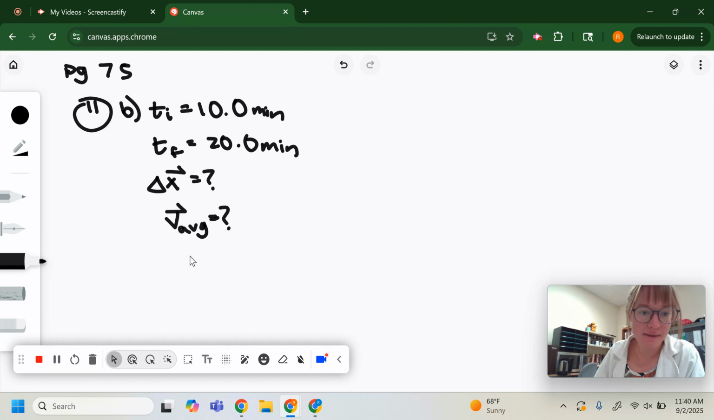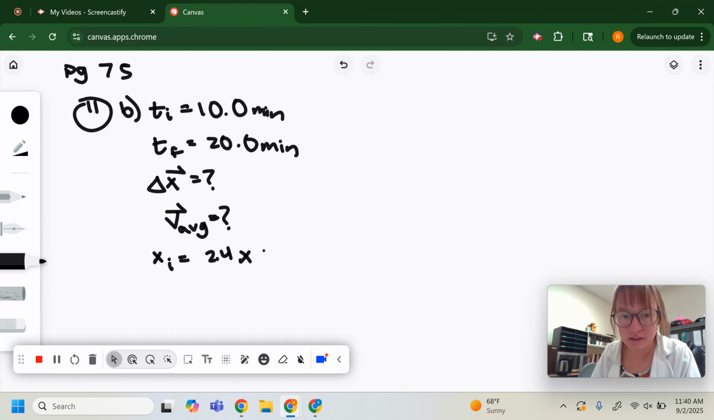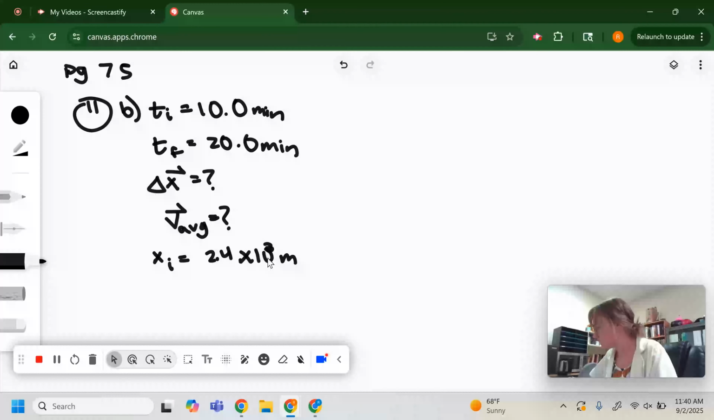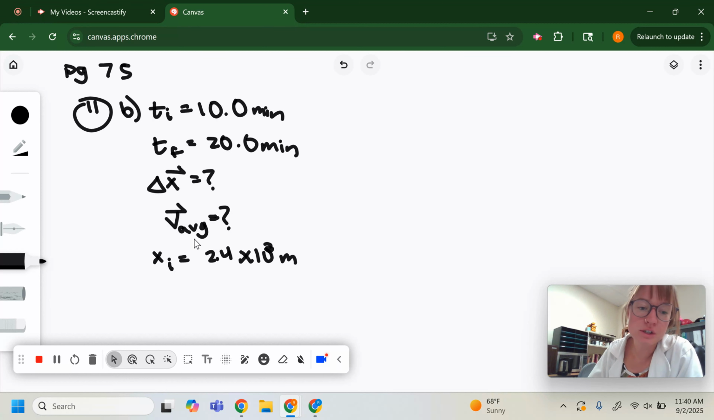So I'm going to say that my x initial is going to be 2.4 times 10 to the third meters. That's a times 10 to the third, by the way, because do you see how it says that the position is times 10 to the third meters off to the side? Okay, so 2.4 times 10 to the third meters.